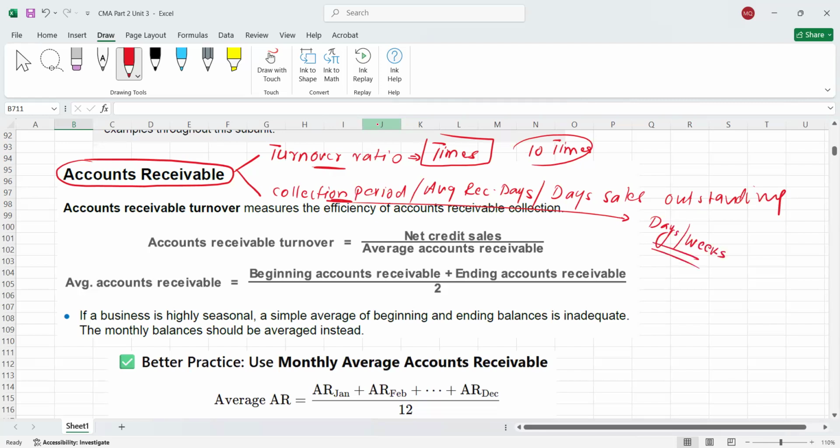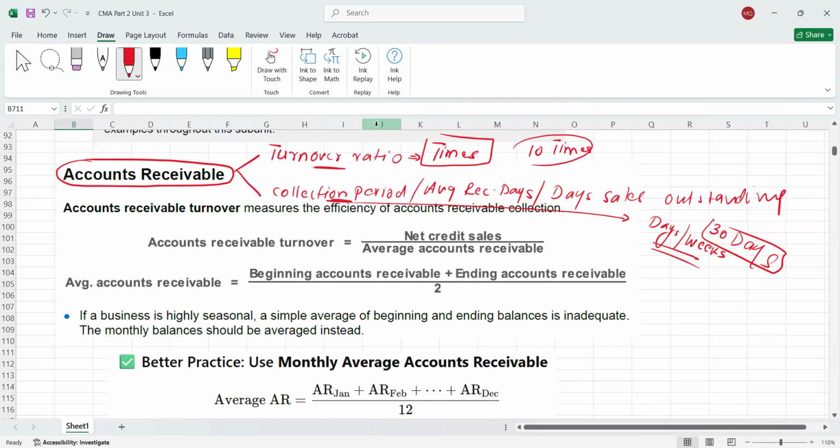But the collection period would generally be in days, or it could be in weeks also. For example, 10 days, 50 days, maybe 3 weeks, 4 weeks. The collection period answer will always be in days. If the answer is 30 days, it tells you that on average we are collecting cash from the customers after every 30 days, or customers are taking 30 days to settle their payments. It's the same thing, but these are two different ratios.